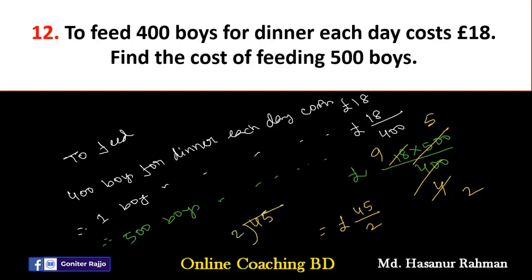That means we can easily solve it. 2 4s are 4, then 5, then 2 4s are 4 again. The remainder is 1. So 0, so 5 2s are 10. Okay, simple. So final answer will be 22.5 pound. So in this way, we can easily solve this chapter.